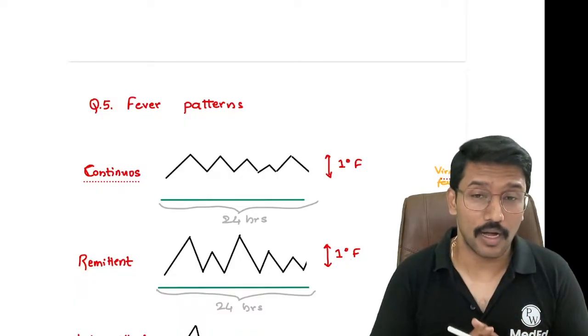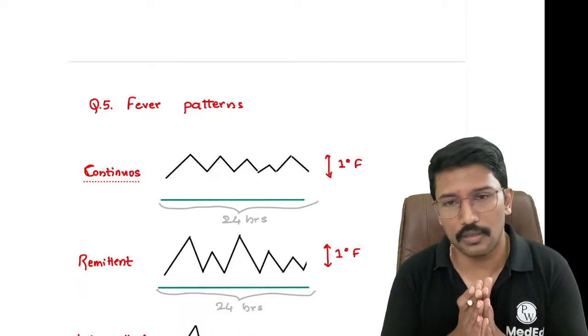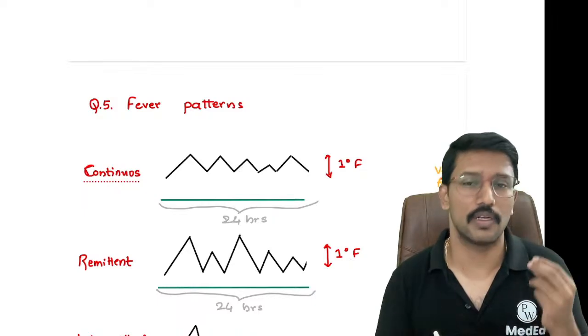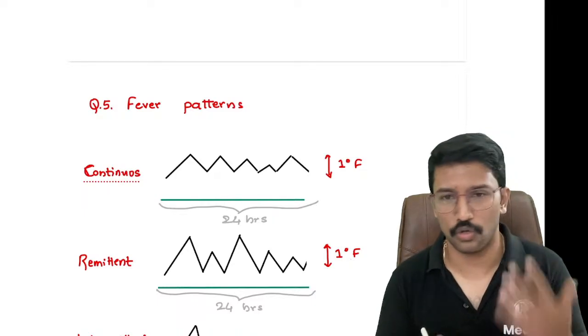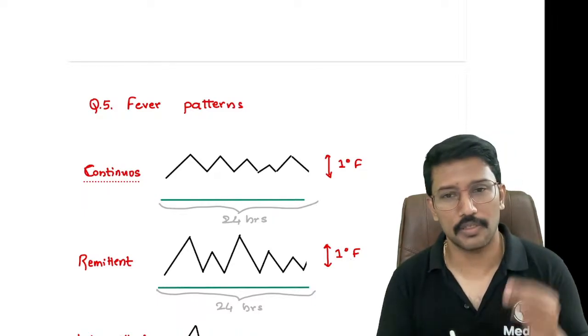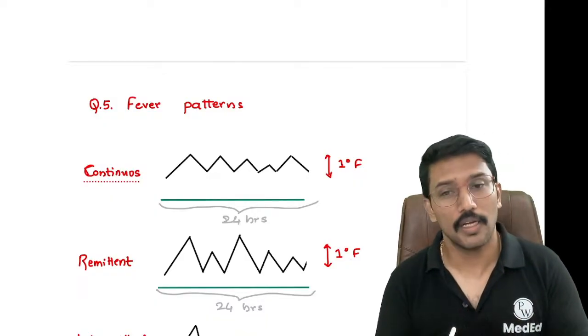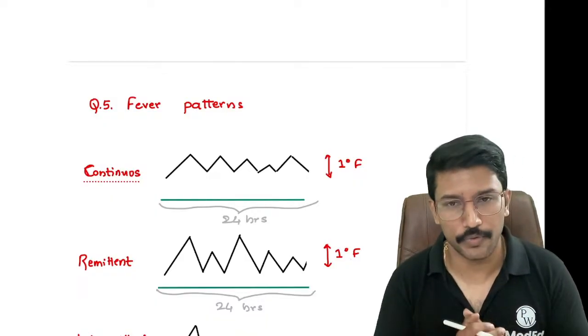Why don't I ask about the patterns of fever? Because in today's context where paracetamol and aspirin are readily available as over-the-counter drugs, you just go to the pharmacy and say I have got fever. The first thing he will give you is paracetamol. If you say I have already taken paracetamol and it is not coming down, he might give you aspirin or ibuprofen.